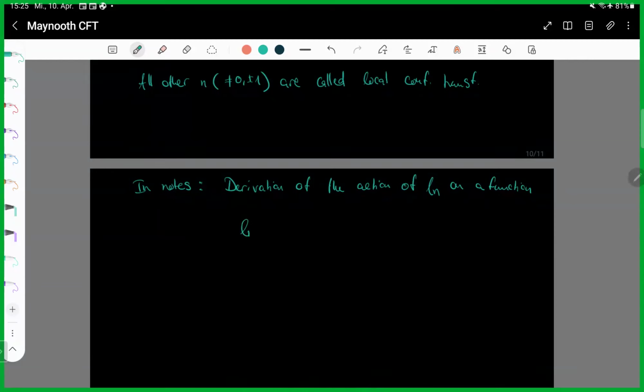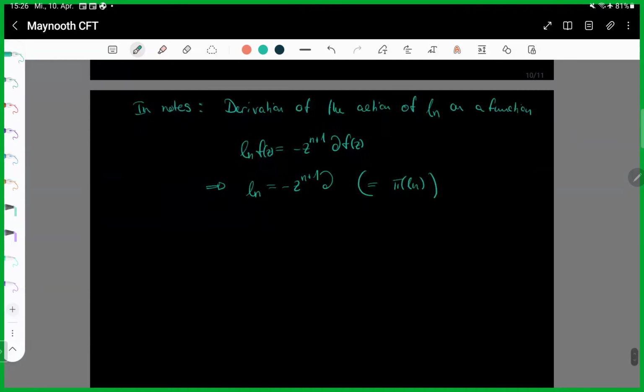Okay, so ln acting on a function is going to look as follows. This is a function of z, and that means that ln can be written as minus z to the n plus 1 times del. The mathematician says that it's represented on functions as follows, and they typically write pi of ln is this here, but we won't be as pedantic here.